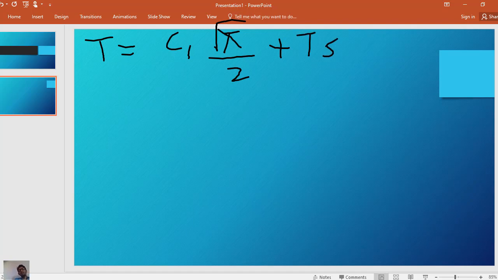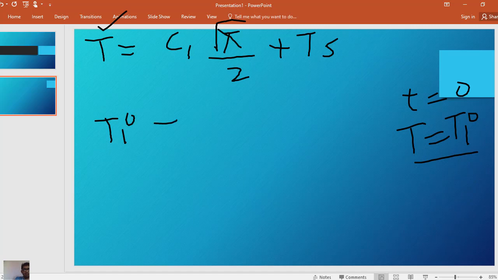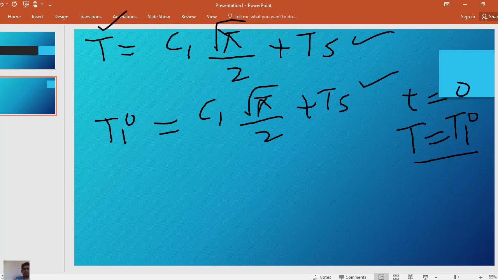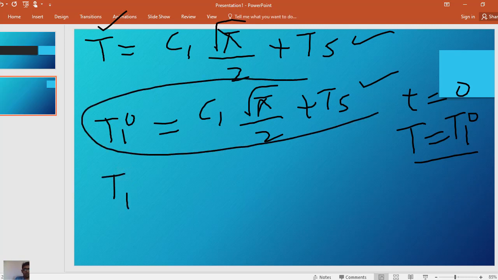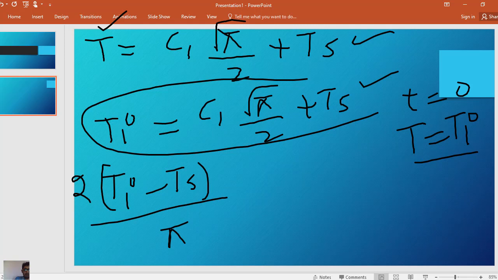We also know the initial condition that when time is equal to 0, the temperature of this semi-infinite solid body will be Ti. So when time is equal to 0, this T will become Ti. So Ti is equal to C1 root pi divided by 2 plus Ts. From this equation we can obtain C1, which is 2 times Ti minus Ts divided by root pi.